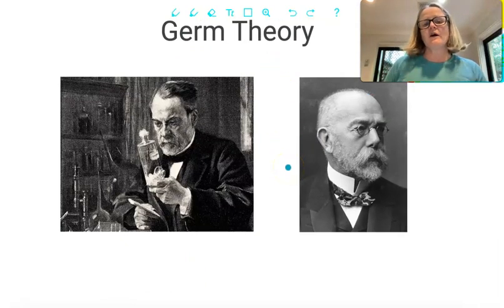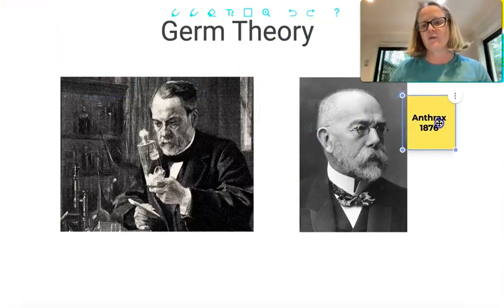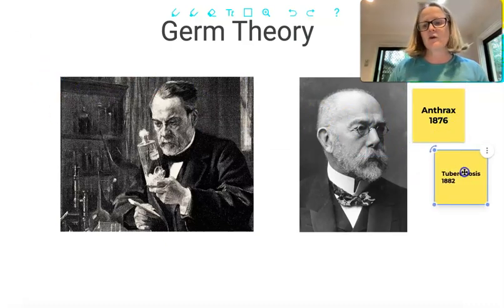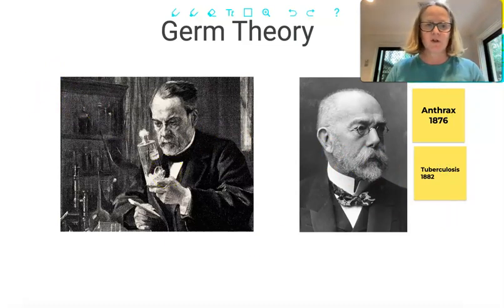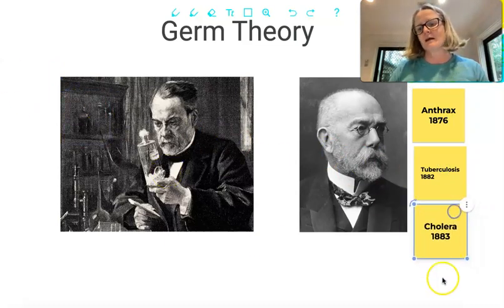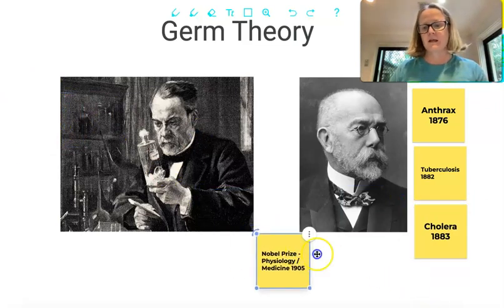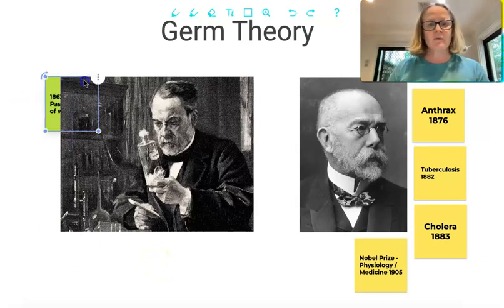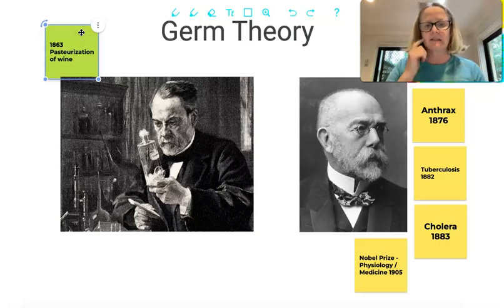So these two big giants of microbiology, let's look at what they managed to achieve. So we have Koch over here. He is isolating the bacteria that causes anthrax. He then goes on to isolate the bacteria that causes tuberculosis and also the bacteria that causes cholera. And for all of these amazing isolations, he wins the Nobel Prize for Physiology and Medicine in 1905. And Pasteur really is a rock star of microbiology. He doesn't win a Nobel Prize, but he does show in 1863 how to pasteurize wine and keep it good for long periods of time.